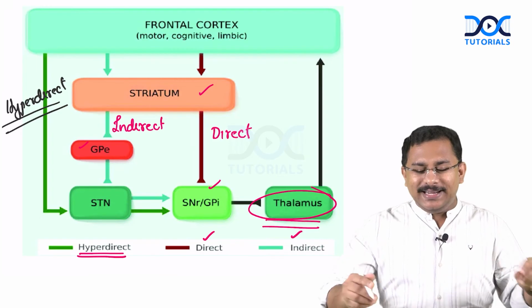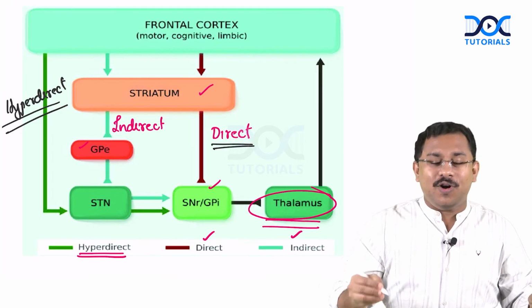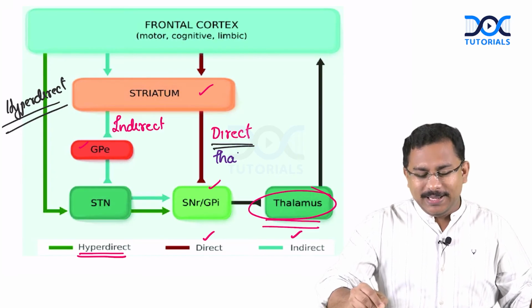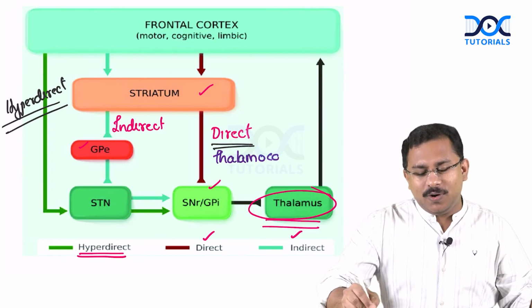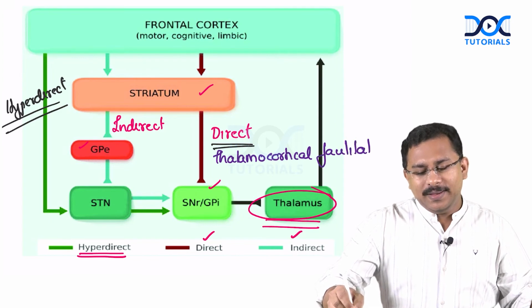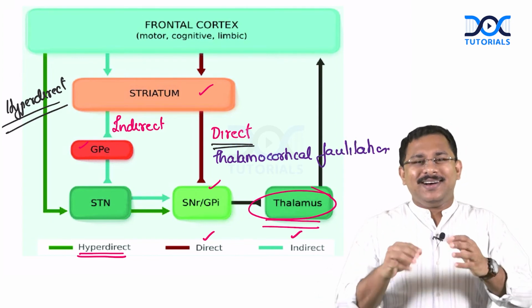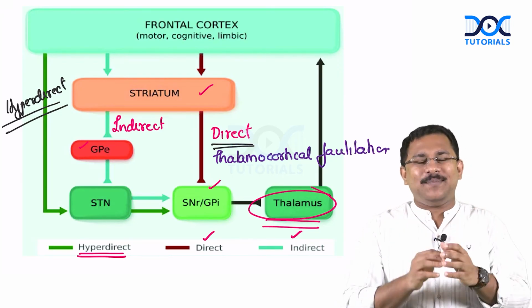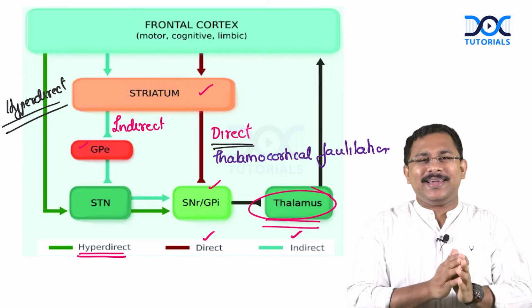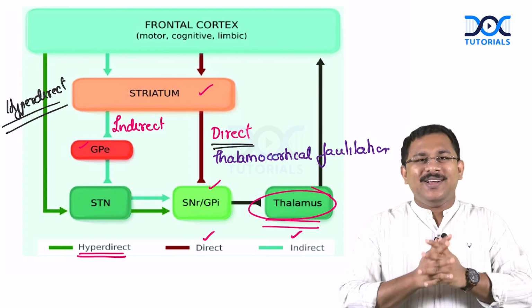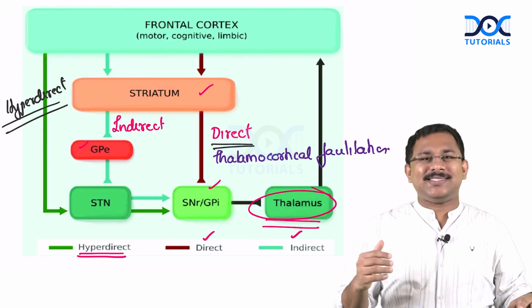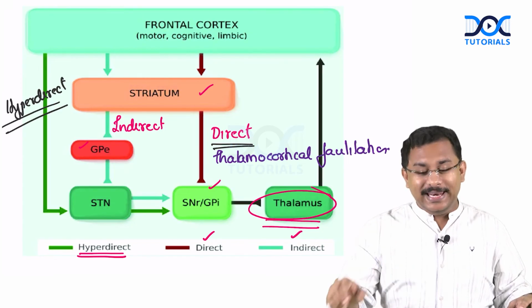So remember, the direct pathway is involved in thalamocortical facilitation. Okay. So when you have a thalamocortical inhibition, that happens when there is a damage to the direct pathway, as in case of Parkinson's disease. Whereas the indirect pathway and hyperdirect pathway are mainly concerned with thalamocortical inhibition.